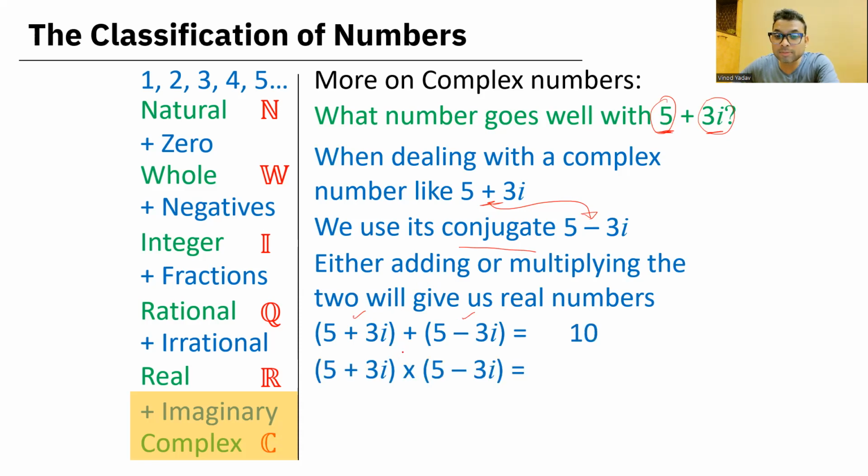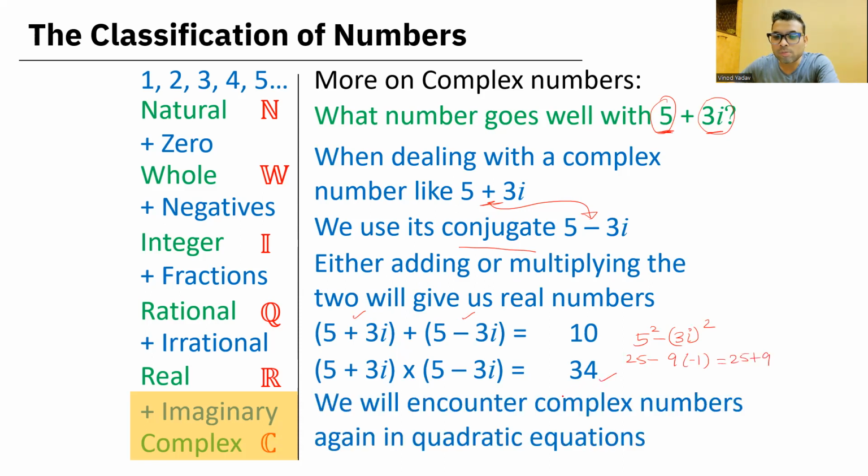If I multiply them, a square minus b square, how did we get 34? a square minus b square. So 25 minus 9 i square, and i square is -1. So ultimately 25 plus 9, isn't it? That is how we got 34.